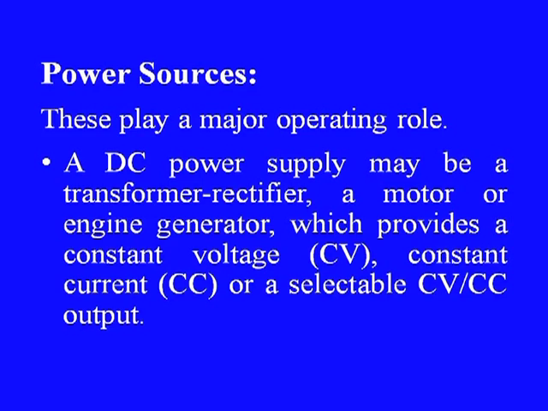Let us talk about another important component in the system, that is power sources. These power sources play a major operating role in the submerged arc welding process. Generally, a DC power supply may be a transformer rectifier, a motor or engine generator, which provides a constant voltage, constant current, or a selectable constant voltage, constant current output. AC power supplies are generally transformer types and may provide either a constant current output or a constant voltage square wave output.